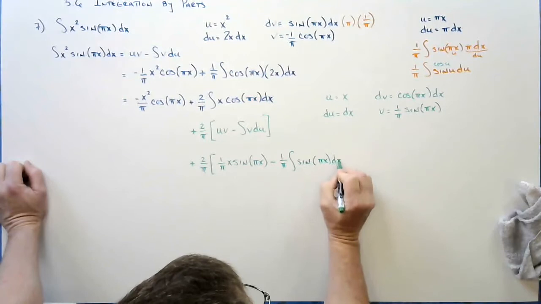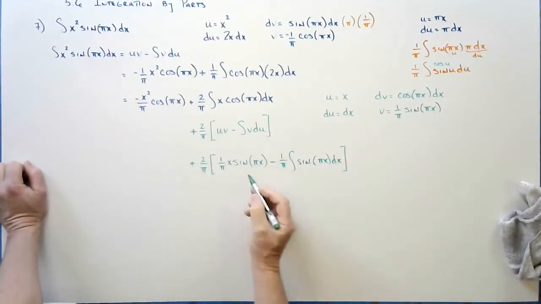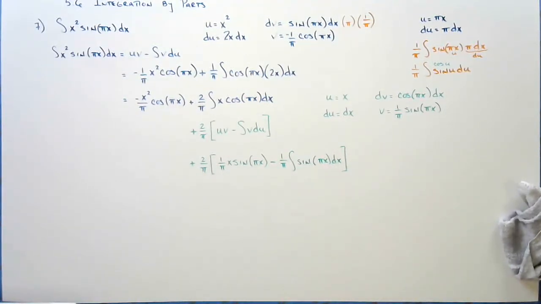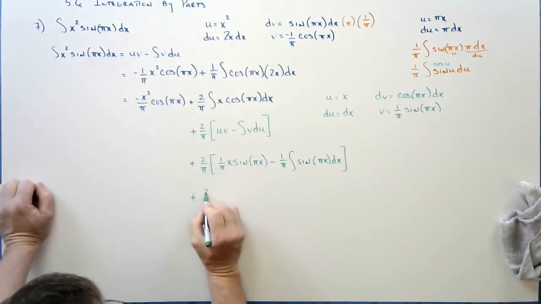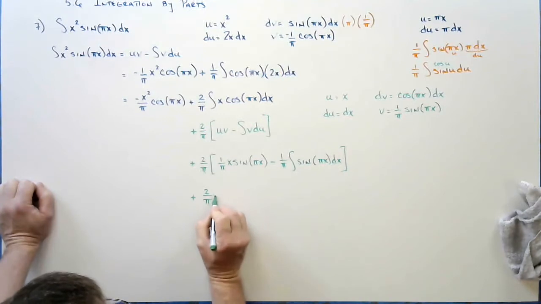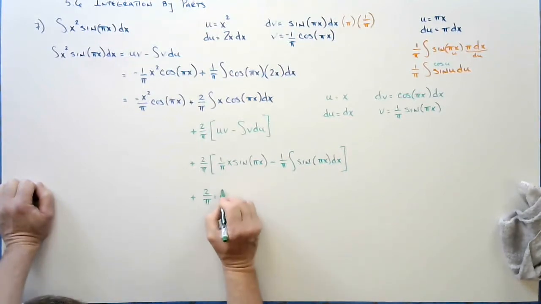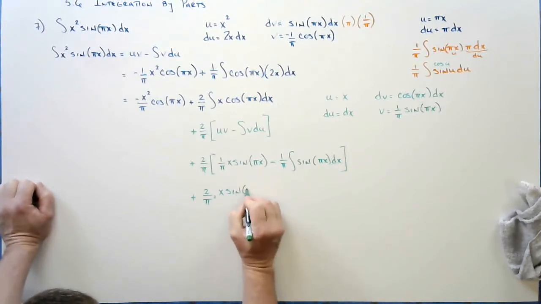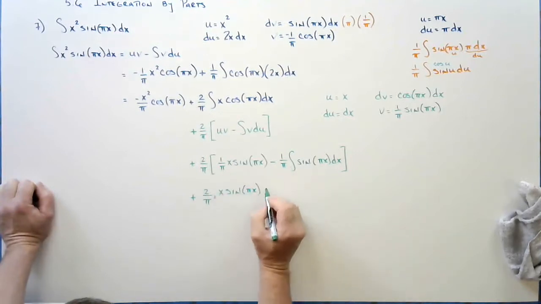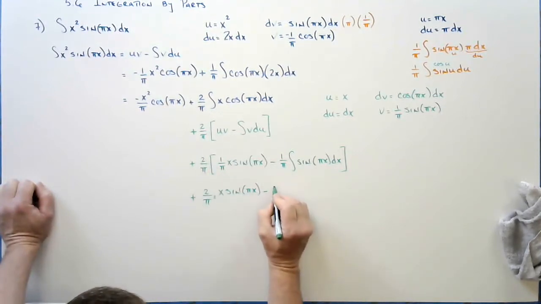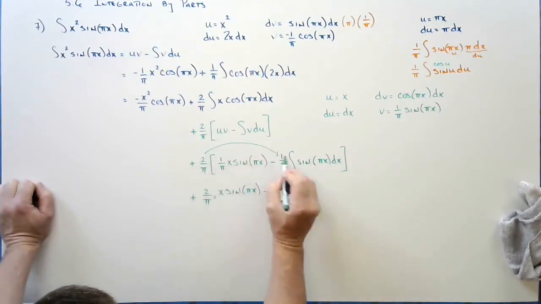And we're going to have dx. Now, don't forget, all of that is multiplied by 2 over pi. So here we're going to have plus 2 over pi squared when we distribute, x sine pi x, right? That part's done. Here we're going to have minus 2 over pi squared. Again, distributing from here to here.